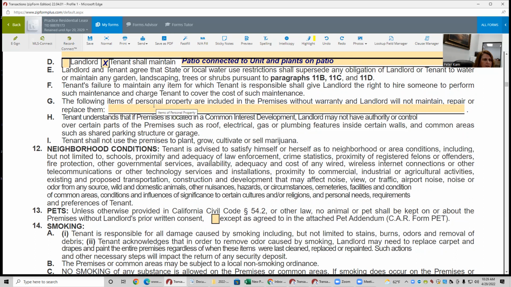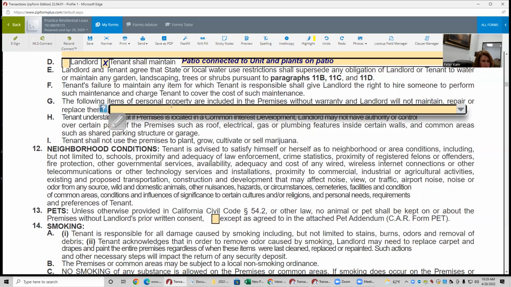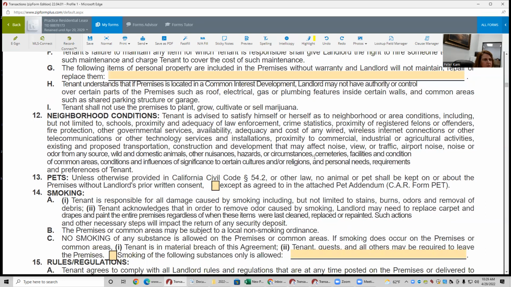The following items of personal property are included in the premises without warranty, and landlord will not maintain, repair, or replace them. So this could be your refrigerator, stove, anything like that. You want to make sure you insert that in there, because you don't want tenants clogging up the stove because they are sloppy cookers, or things are dripping into the burners. You want them to maintain that, because you turn them over in good working condition, and you expect them to maintain that good working condition.